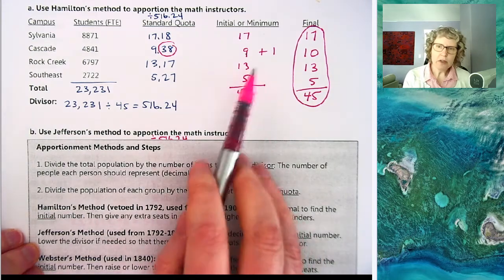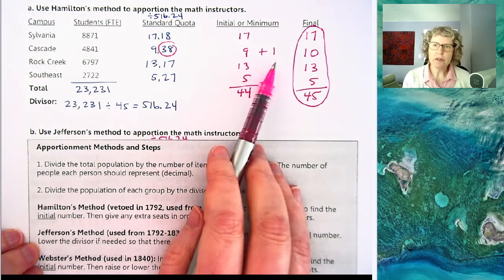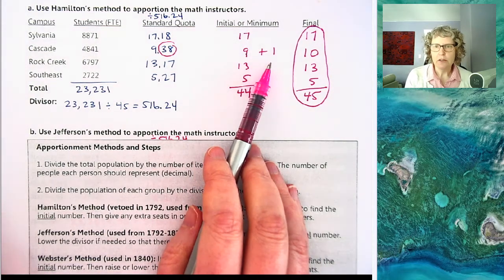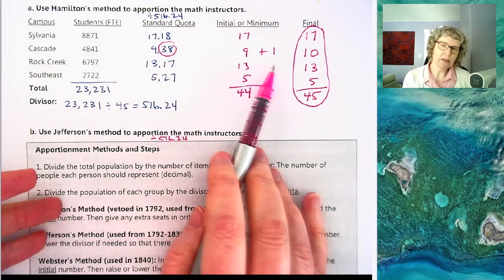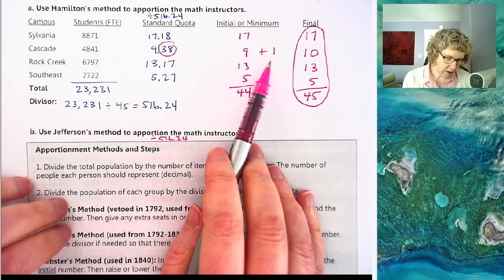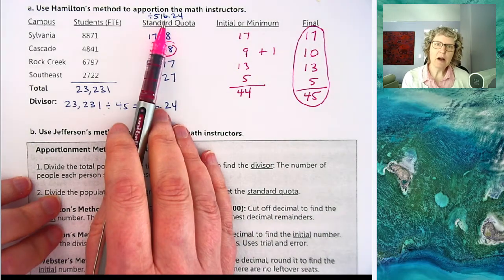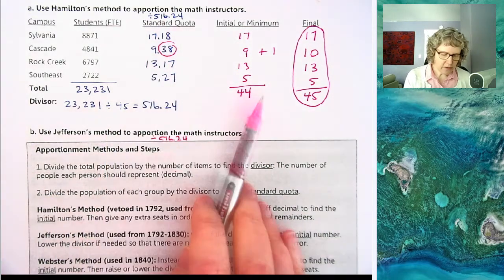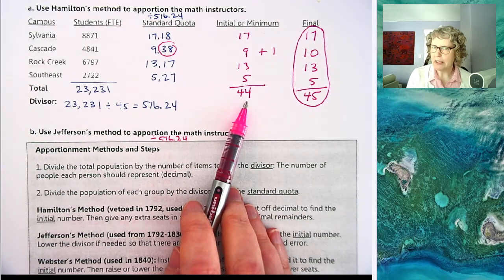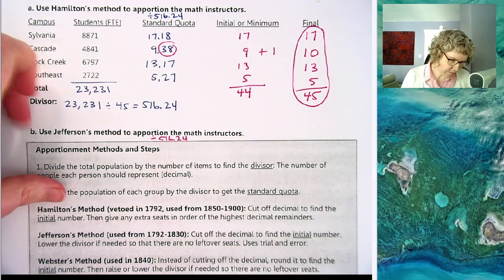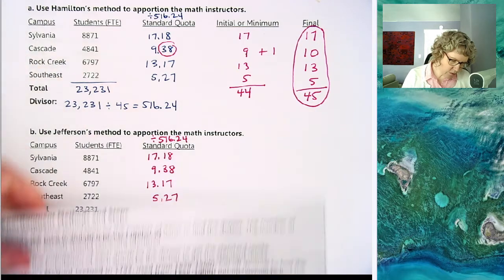So Jefferson didn't think that it was really fair to just say, oh, whoever has the highest decimal gets 1 whole extra representative. He thought that we should take this divisor and lower it until this comes out to the exact number that we need. Okay, so let's try it and see how this works.